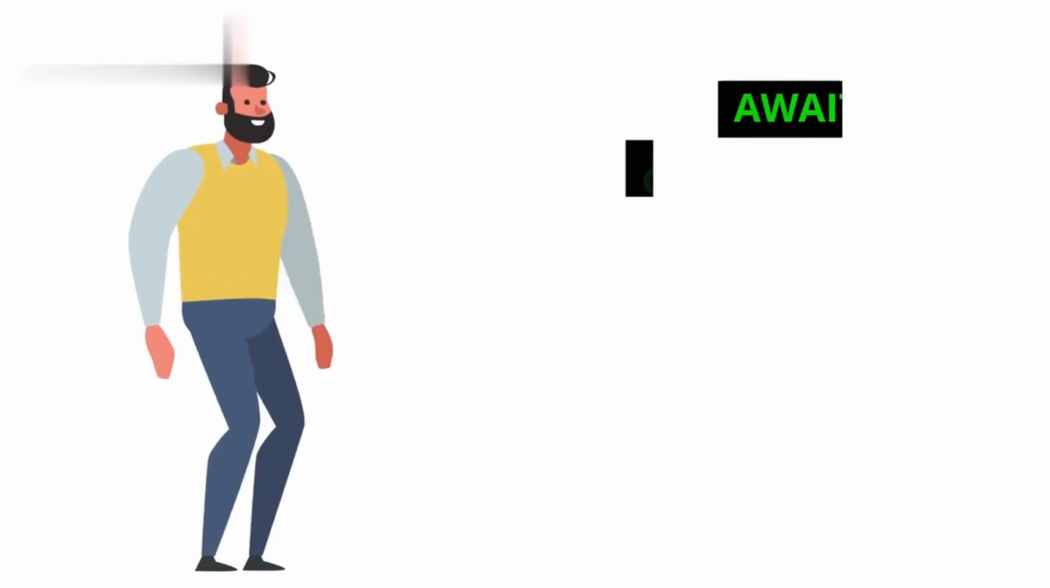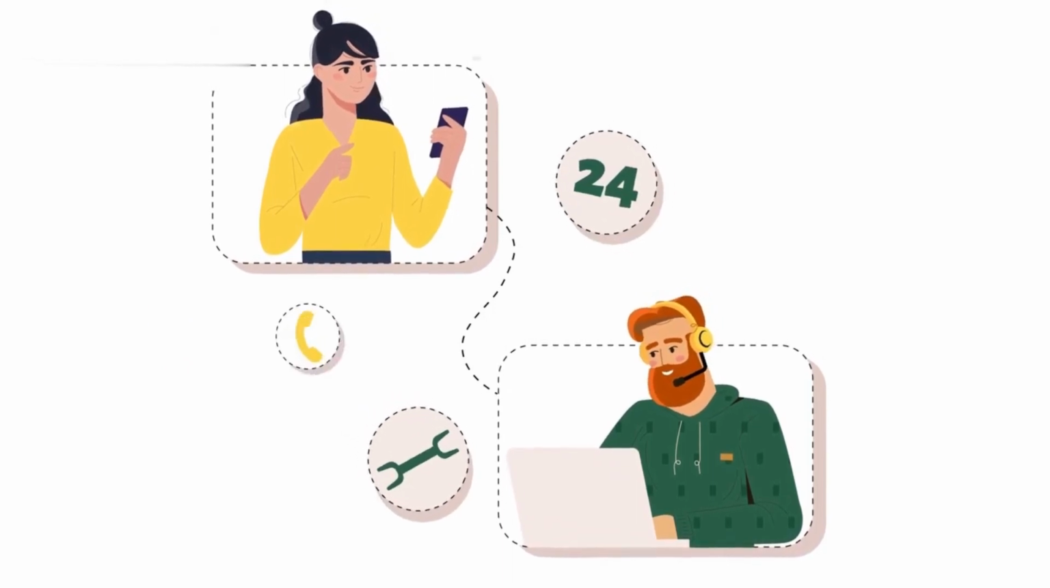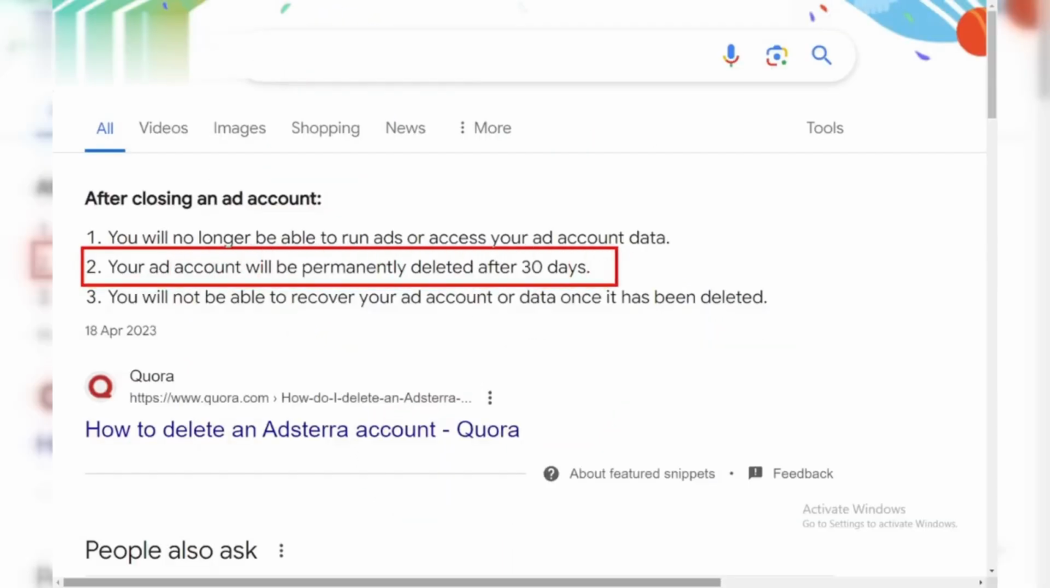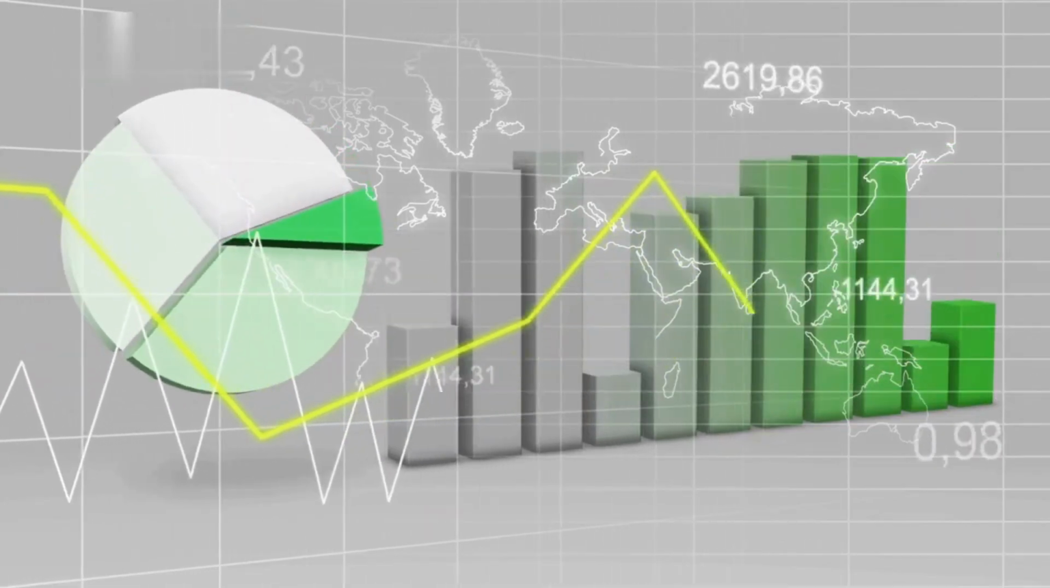Step 4. Await confirmation. The Adsterra support team will review your request and process the deletion. This might take some time, so be patient and wait for their confirmation email. That's it. Once you receive confirmation, your Adsterra account will be deleted. Remember, ensure you've withdrawn any remaining earnings before requesting deletion.